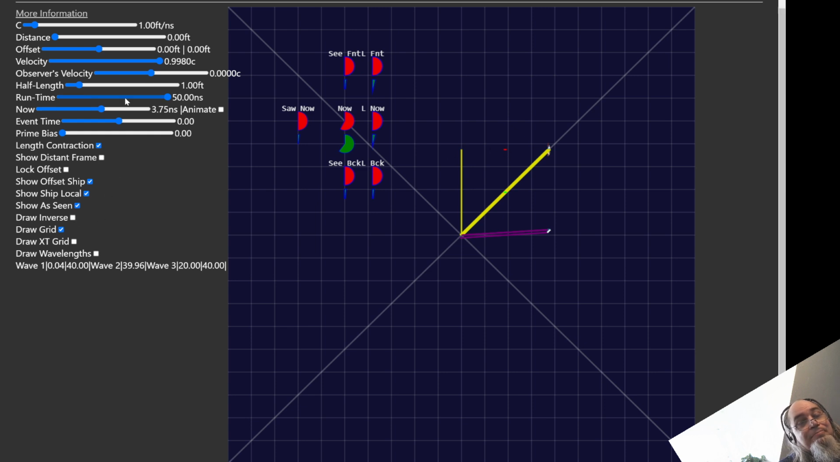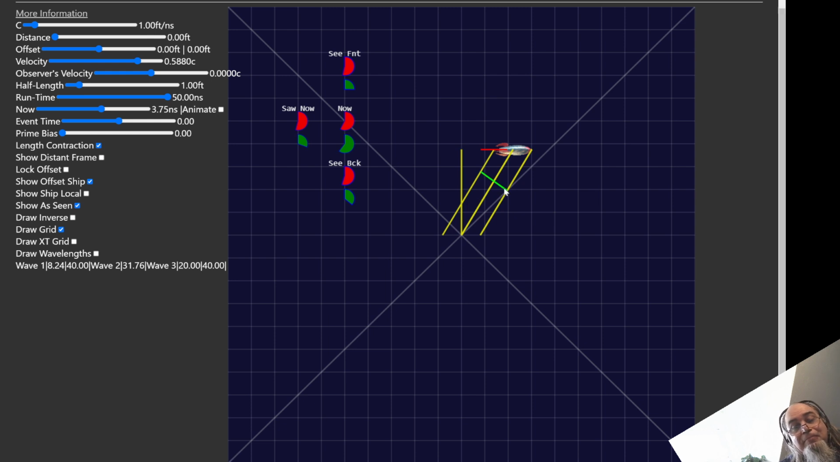If I reduce the velocity some, and turn off the ship local, this is the time places that the observer sees this ship. So its position is where the ship was when it emitted that signal. So it sees an older version of the front and a newer version of the tail. So this line is actually skewed in time, that this is new and this gets progressively older as it goes along.